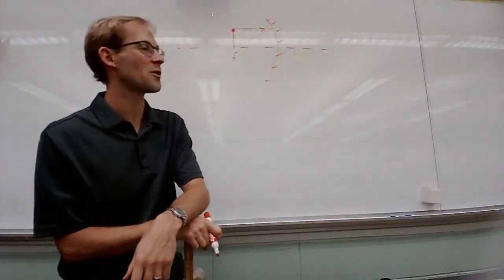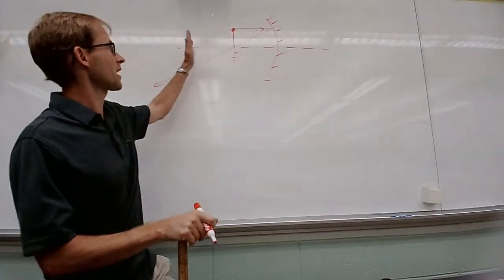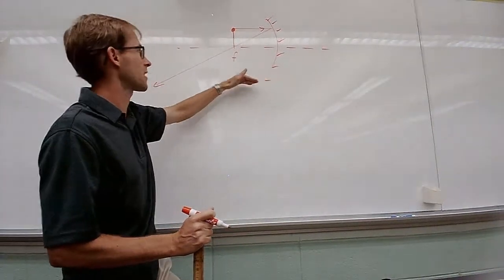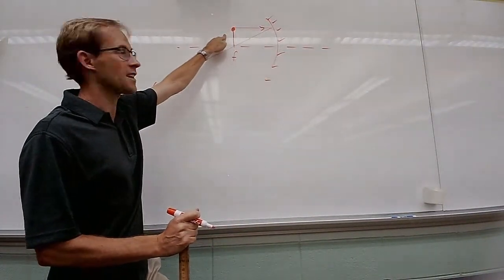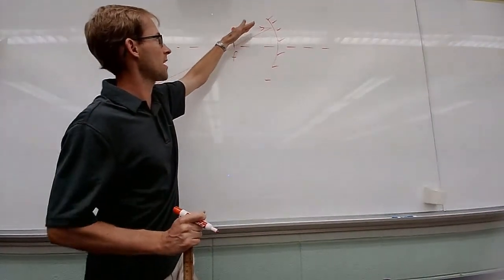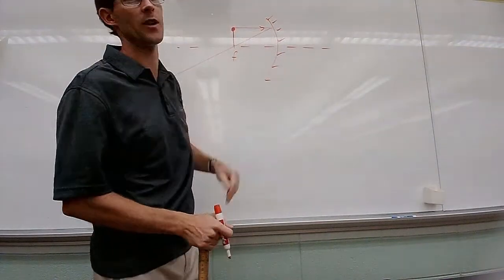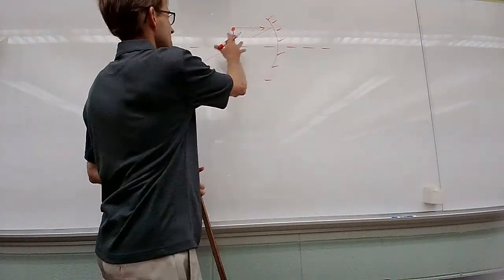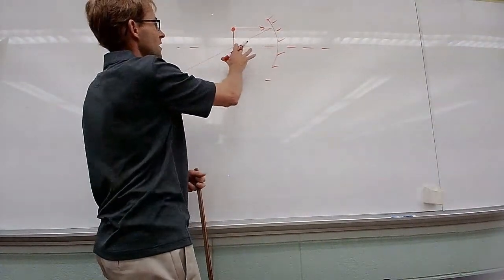So the second one, if the object was back here, we would blast the light ray through the focal point and it would come out parallel. If the object was in front, we would line up a light ray with the focal point, have it hit the mirror, and it would come out parallel. It's not possible. So this, we can't do much else with.